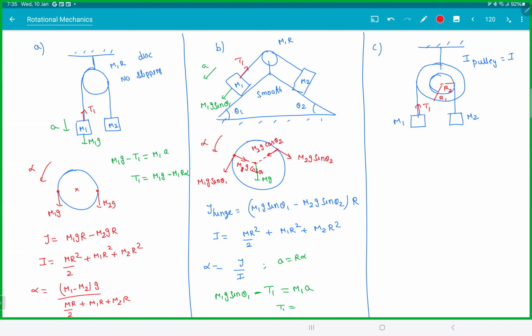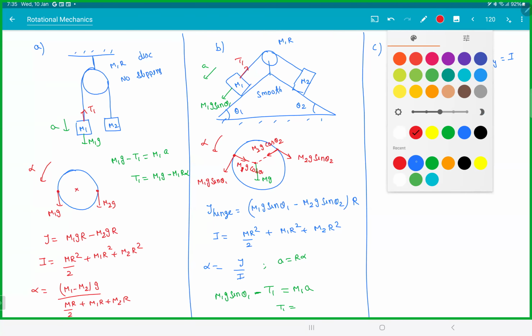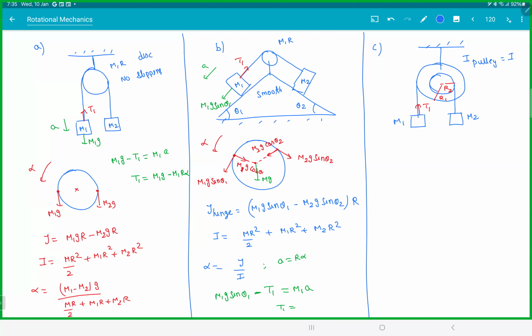Third one. As long as you keep the pulley same, alpha is same, you can use this. If you have multiple pulleys, this is gone. We will see one problem if you have multiple pulleys.